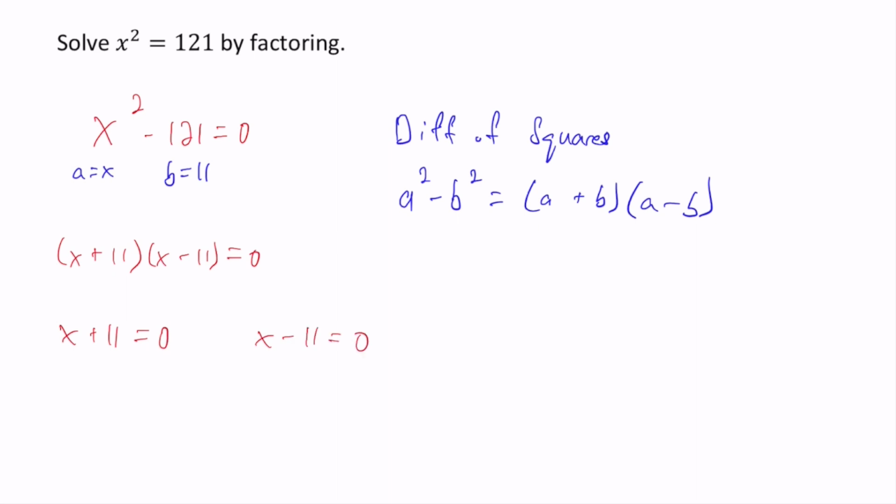And if we solve each equation, the first equation, x plus 11 equals 0, we subtract 11 from both sides, and that gives us x equals negative 11. And for the second equation, we add 11 to both sides, which gives us x equals positive 11. And these are the solutions to the original question.